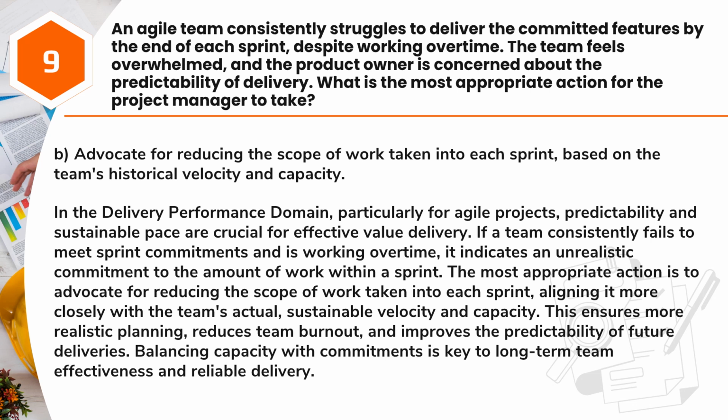The most appropriate action is to advocate for reducing the scope of work taken into each sprint, aligning it more closely with the team's actual, sustainable velocity and capacity. This ensures more realistic planning, reduces team burnout, and improves the predictability of future deliveries. Balancing capacity with commitments is key to long-term team effectiveness and reliable delivery.